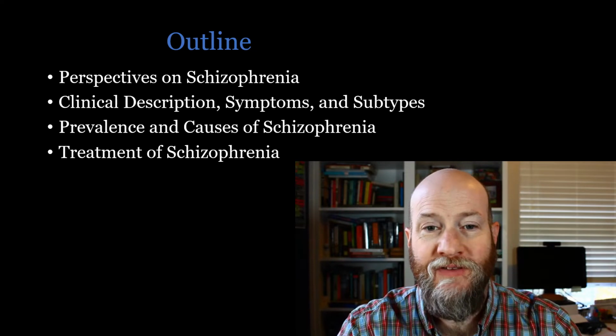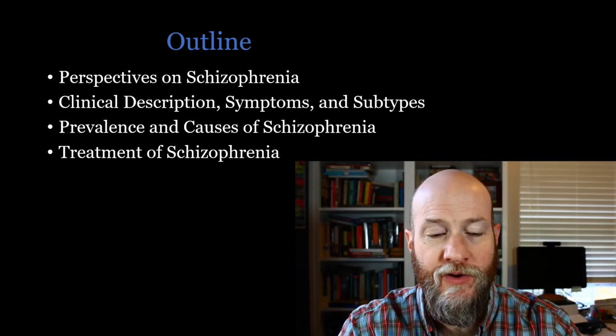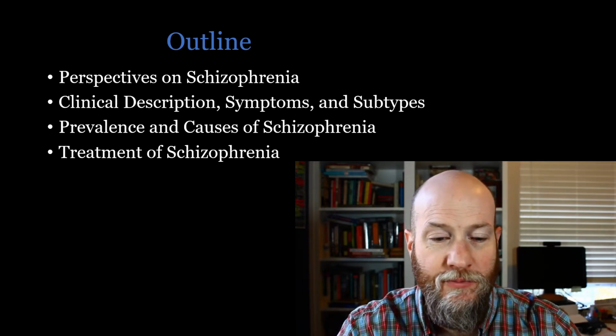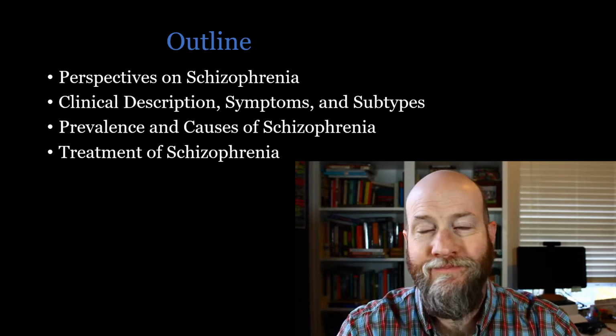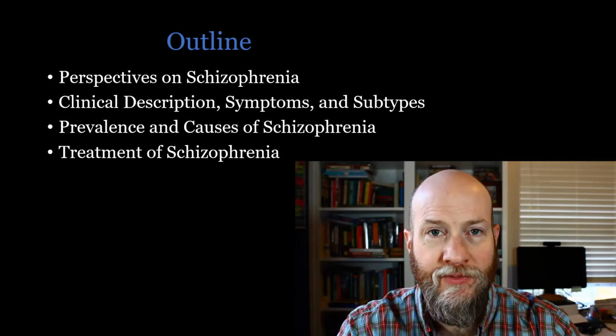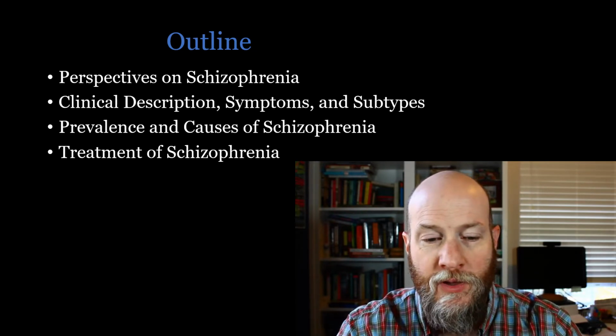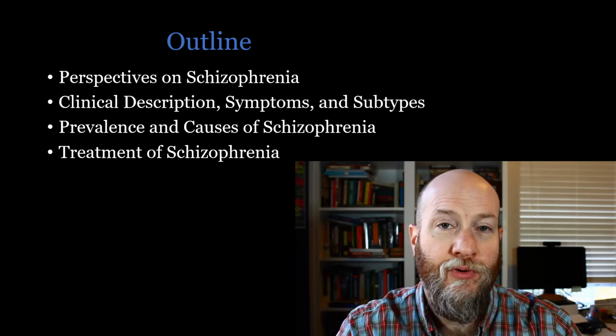We're going to talk about the different types of symptoms within schizophrenia, so things like what we call positive, negative, and disorganized symptoms. We're going to talk a little bit about how prevalent schizophrenia is, what the likely etiology or causes of this disease and related diseases are, and then what treatments exist to help people who are suffering from schizophrenia.